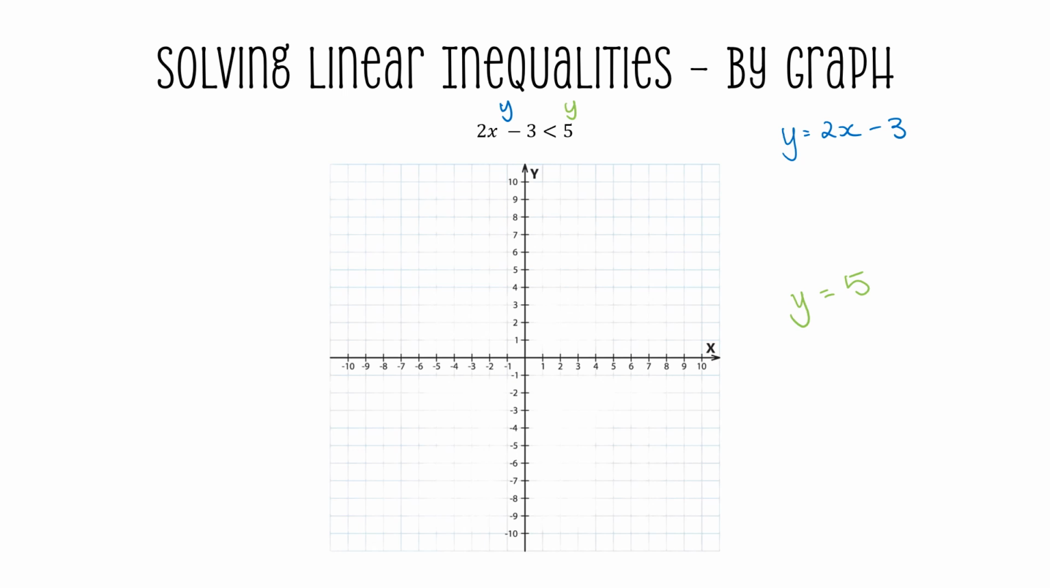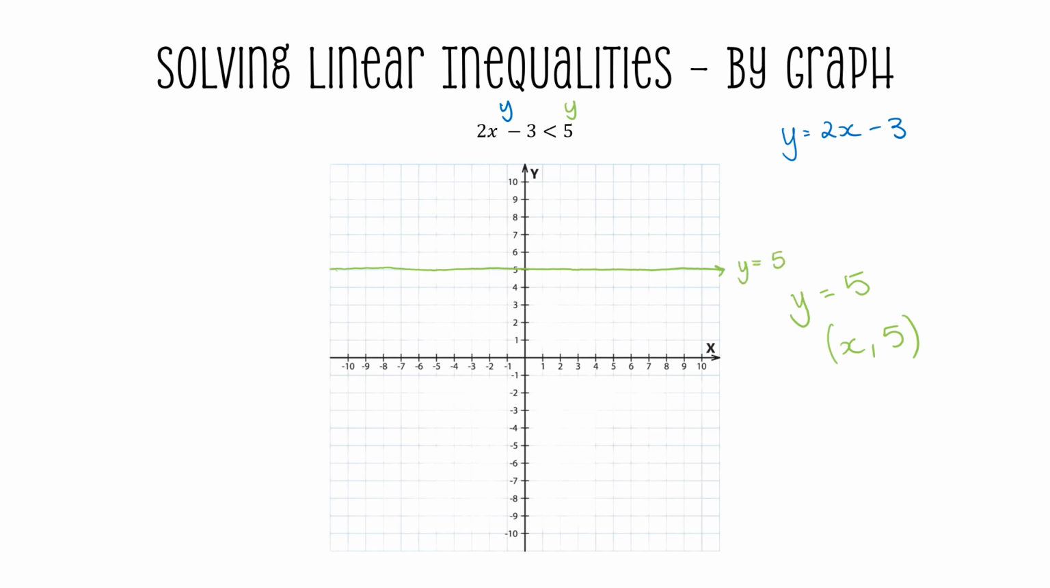So let's start by graphing y equals 5. We know that every point of y equals 5 would be 5 because it's saying no matter what I do to my x, my y is always going to equal 5. So if I draw a line straight across here, that would be my y equals 5.